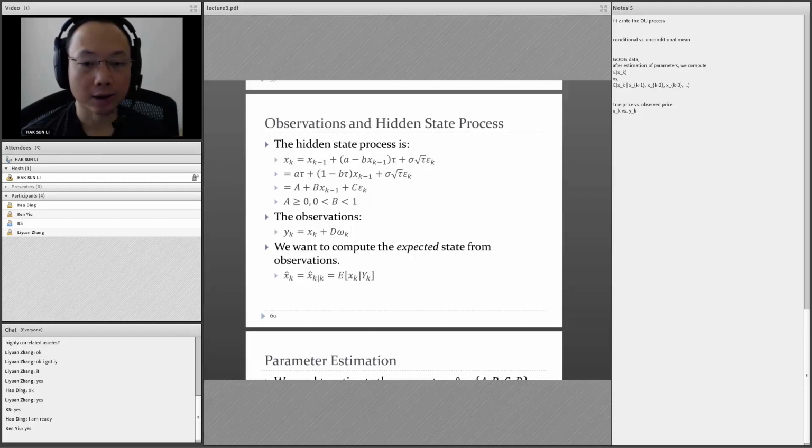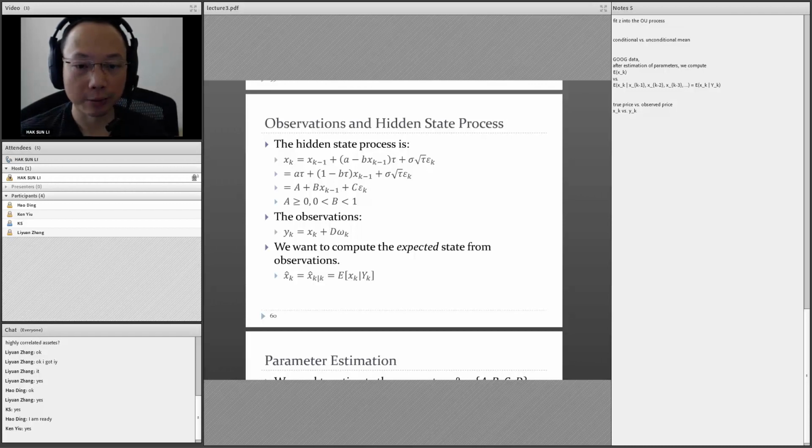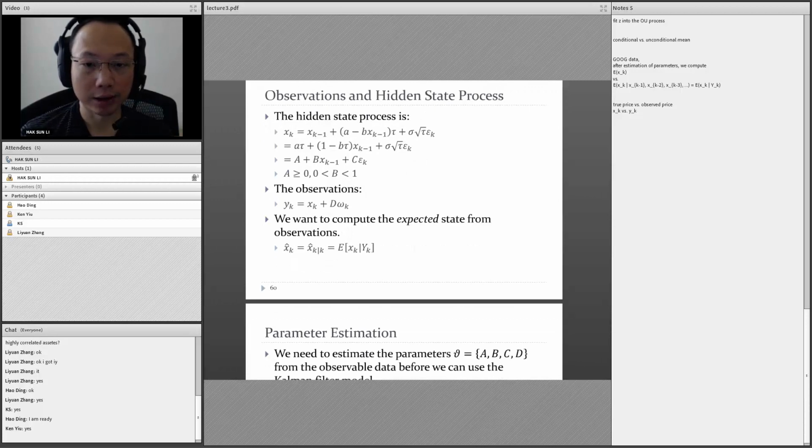Since we never observe the true price, the true price to us is just a random variable. So what we really want to compute is not the unconditional mean of the true price. What we really want to compute is the expectation of the true price given all the information. In my symbol, I have y_k here. y_k stands for the observation of all the historical prices. And again, the rest of the lecture is about computing this.